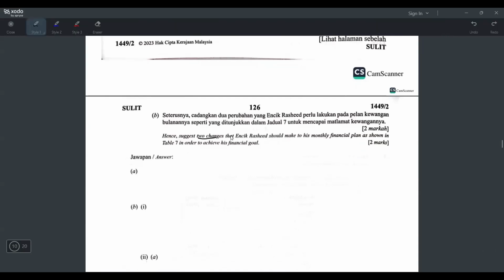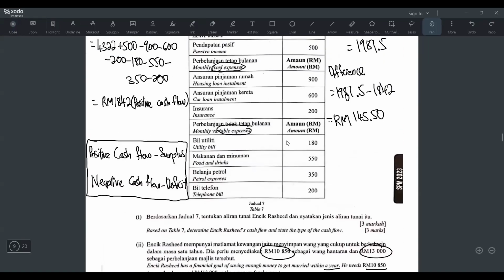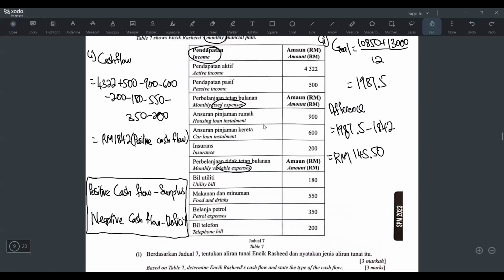Hence, suggest two changes that Encik Rashid should make to his monthly financial plan as shown in table 7 in order to achieve his financial goal. So we already know he cannot achieve his goal because his cash flow is less than the required savings. Okay. So apa yang kita kena buat? Kita kena suggest dua cara untuk him to achieve the goal lah. So apa yang kita boleh mention? Okay, kita boleh mention reduce ataupun kurangkan dia punya expenses lah.